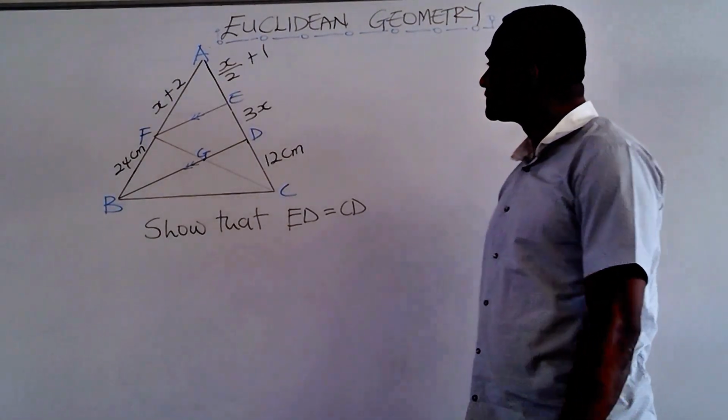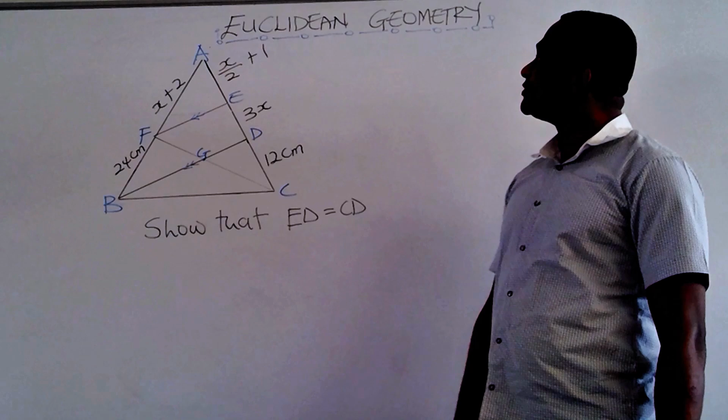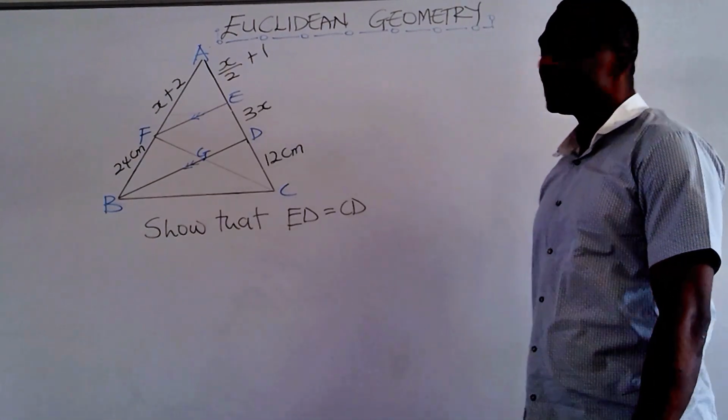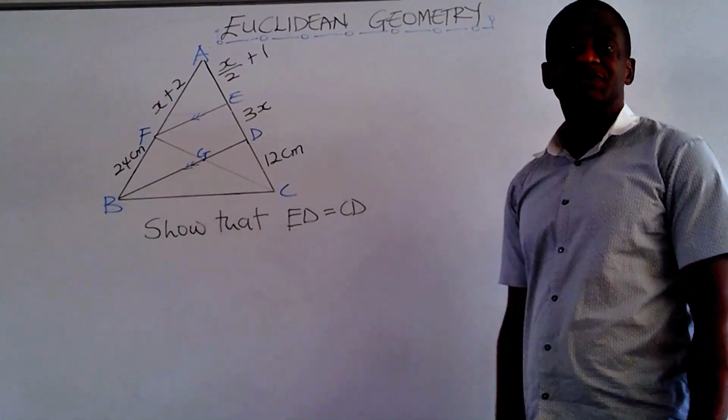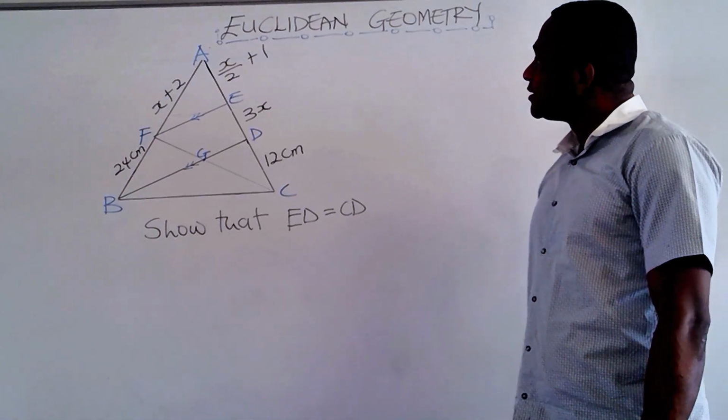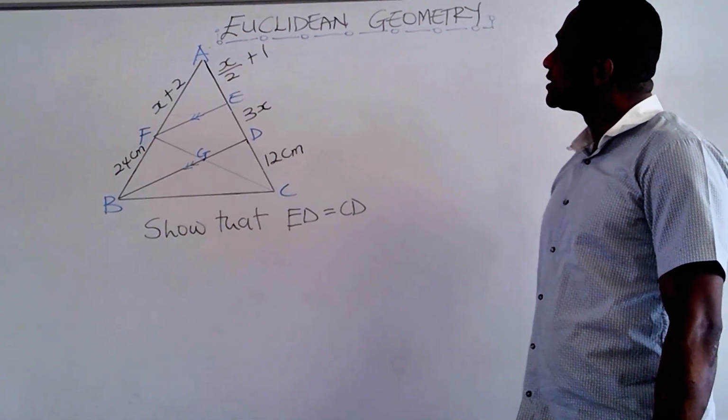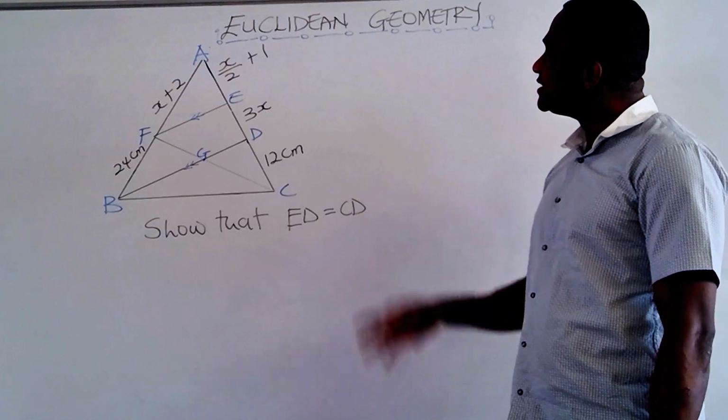Hello lovely people. Today we are going to look at Euclidean geometry as it involves the proportionality theorem. Now we are given this diagram.